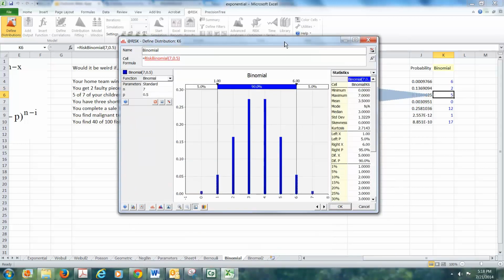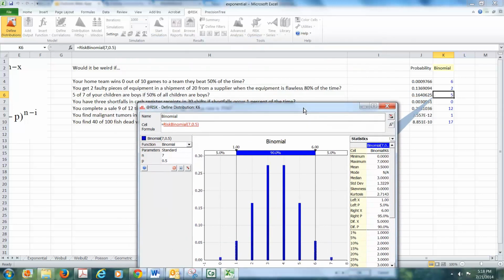Again, we're looking at the variability that the binomial distribution displays for us. If you had 7 children and there's a 50% chance of having a boy, these are the outcomes. No boys, all boys. We had 5 boys, and that is not so terribly weird.